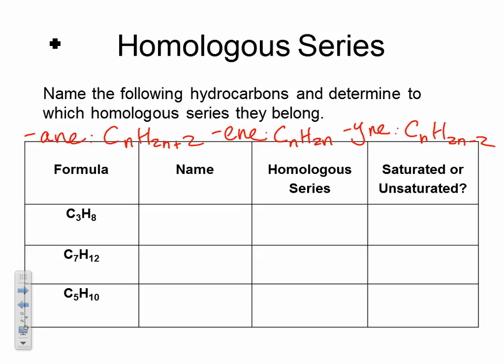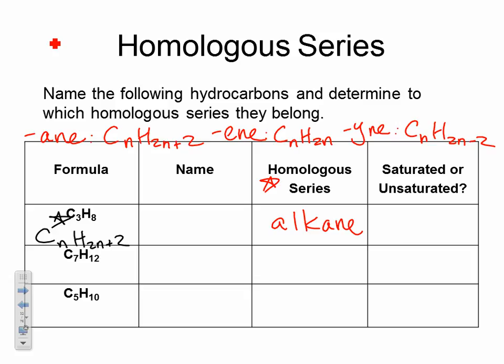So looking at this first formula right here, C3H8, we're looking to see which of these patterns it fits into. And it's all based on the number of carbons. This has 3 carbons, but 8 hydrogens. So the number of hydrogens is double that of the carbons plus 2. So 3 times 2 is 6, plus 2 is 8. So this fits with the CnH2n+2 pattern. Which means, going to the homologous series table, that because it fits CnH2n+2, this is an alkane.